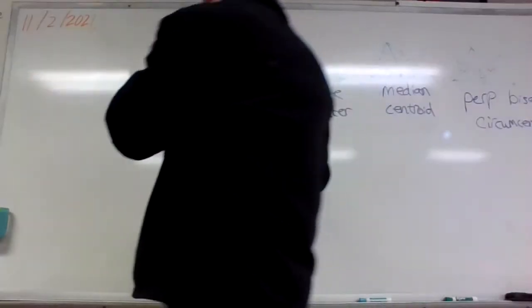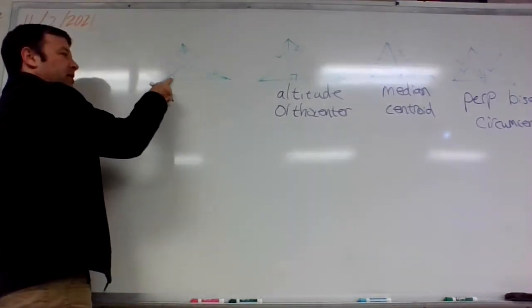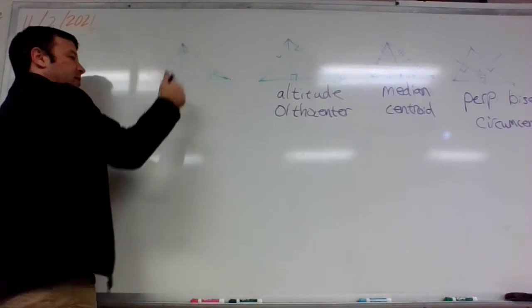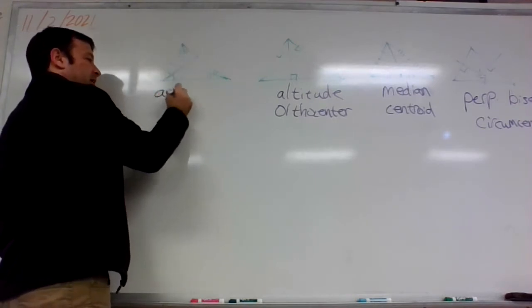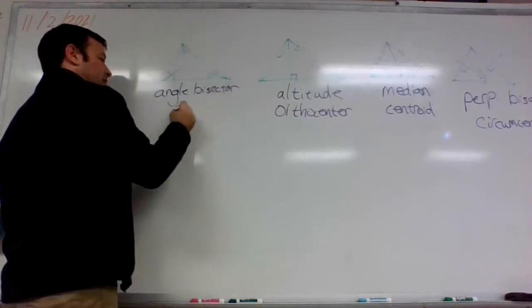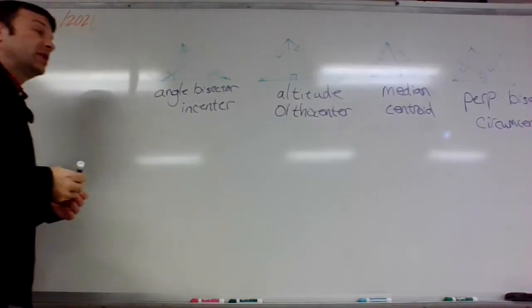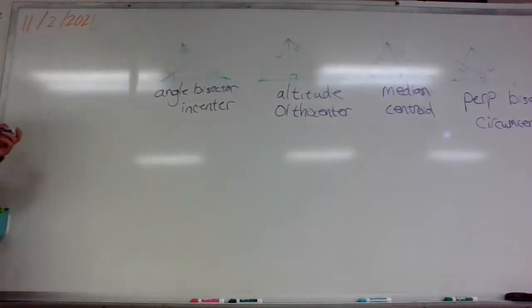And what kind of line is this? Here's your hint right here. Angle bisector. Those two angles, all those angles are the same. These are angle bisectors, and they meet at the incenter. So that's all 4 together. That's the last of the 4.